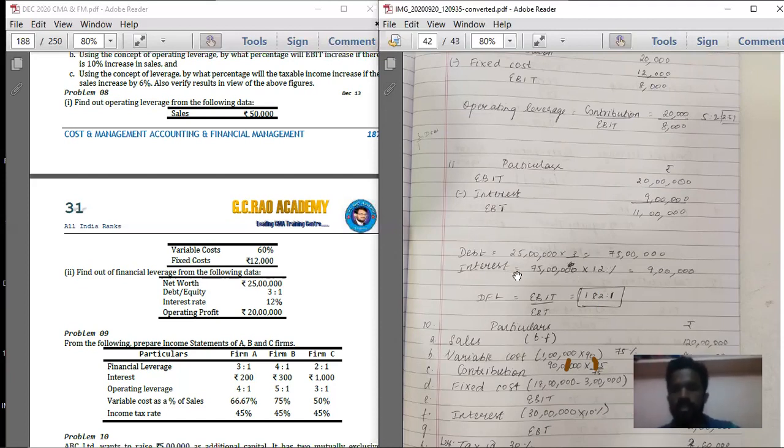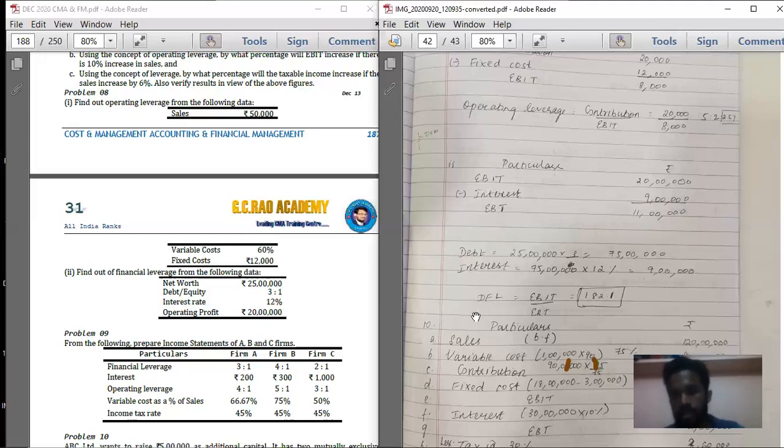Below that, interest is equal to, at what rate are they giving? 12%. So interest is equal to 75 lakhs into 12%, which is equal to 9 lakhs. Now we have found what is interest. Now moving on to the table, in respect of the interest column, within bracket 9 lakhs. Now total it. Amount column 20 lakhs minus 9 lakhs is 11 lakhs. In respect of the 11 lakhs, EBT. So EBT is 11 lakhs.